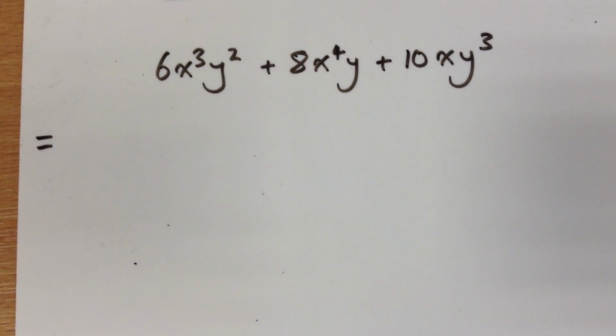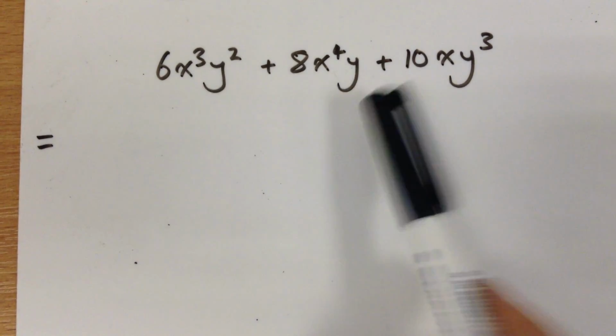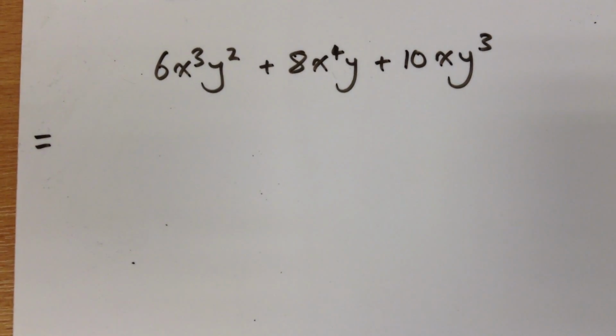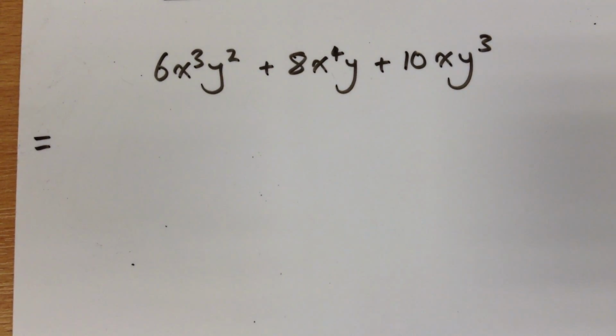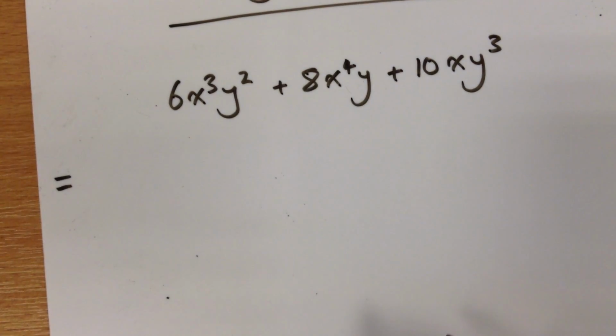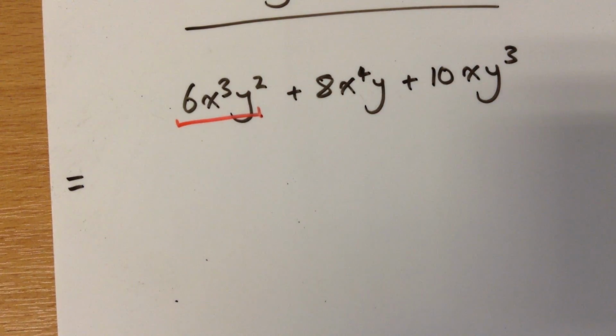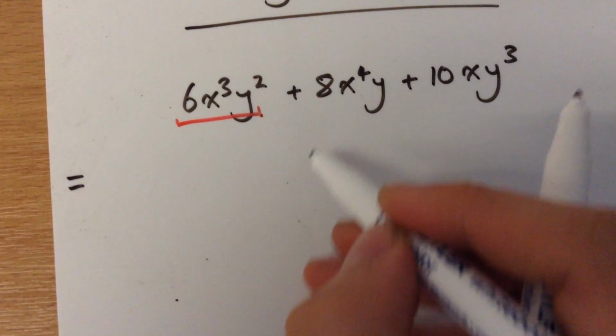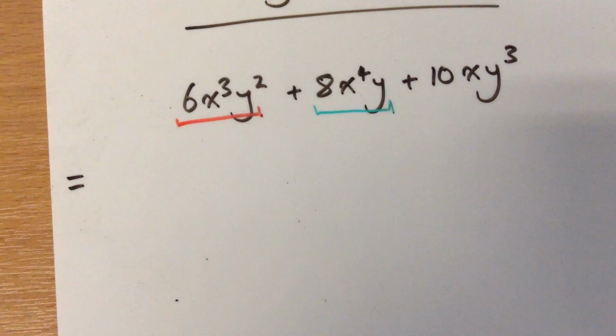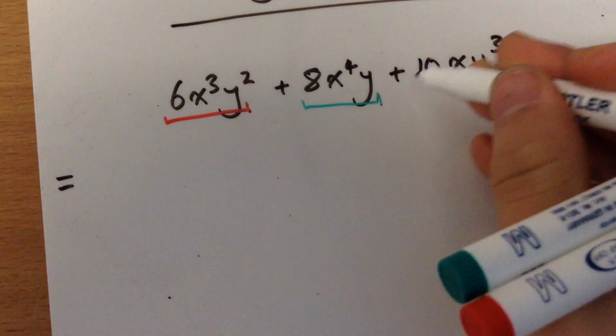and probably the easiest way, although it's very long, is just simply write each term out in its simplest form, in its simplest factors. 6 can be written. So what I'm going to do is I'm going to color code this. So 6, 8 and 10.